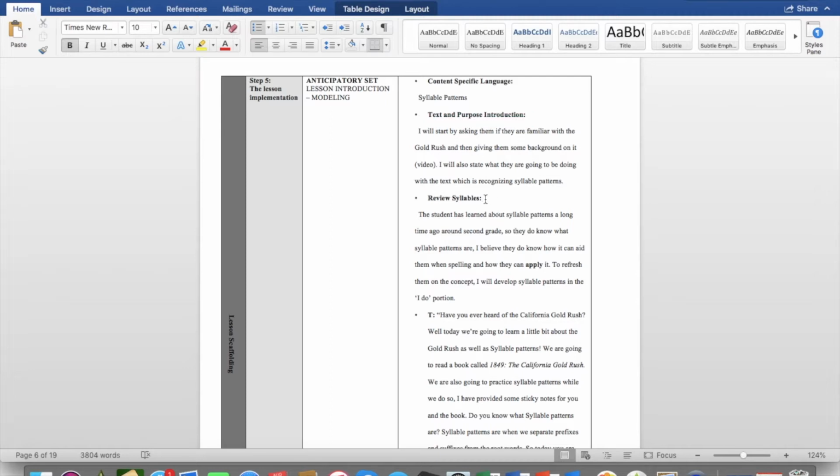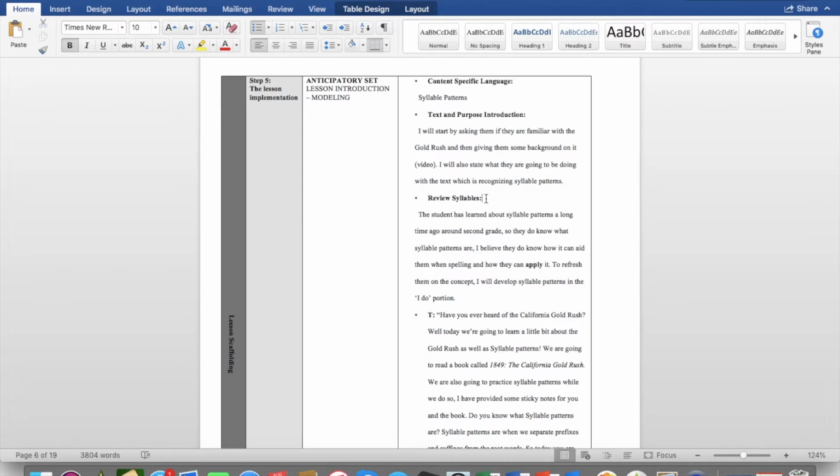So I said I will start by asking them if they are familiar with the Gold Rush, and then I give them some background on the Gold Rush, and that's when I pull the video and let them watch that. And then I said I will also state what they're going to be doing with the text, which is recognizing syllable patterns.